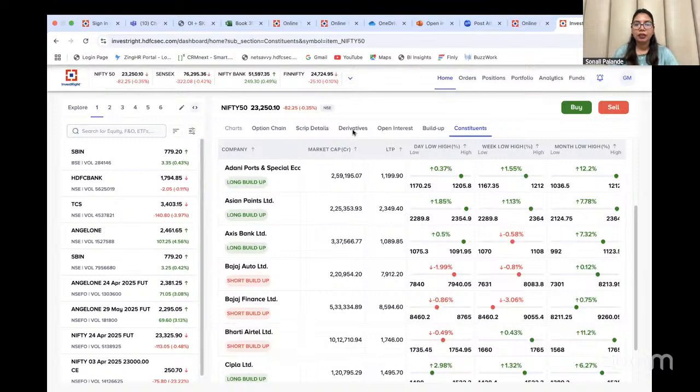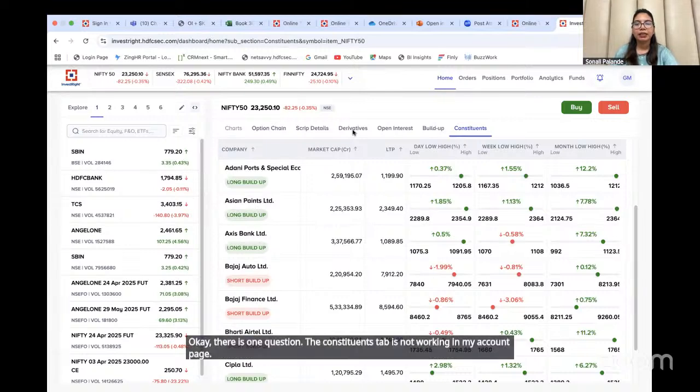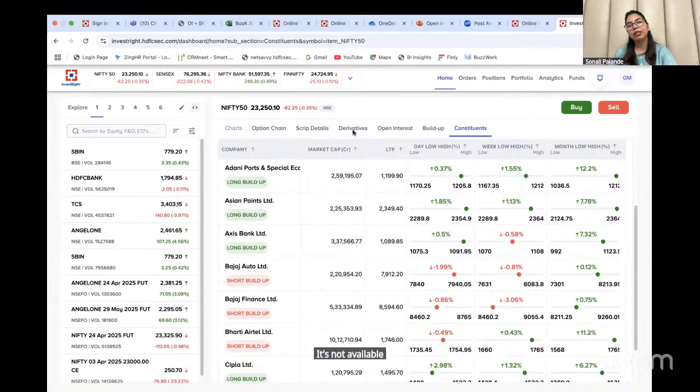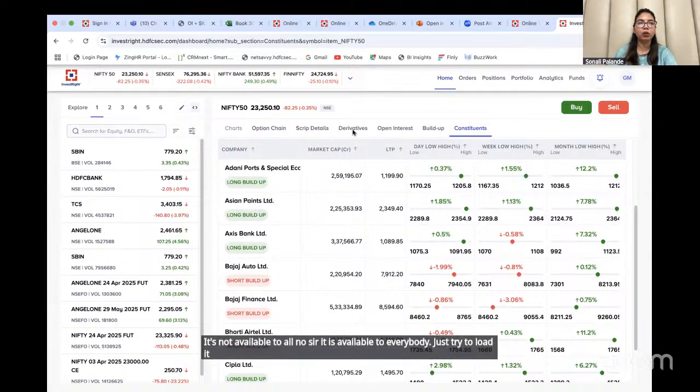Okay, there is one question. The constituents tab is not working in my account page. Is it not available to all? No, sir, it is available to everybody. Just try to load it once. The whole page, try to load once and refresh. It should definitely help you.